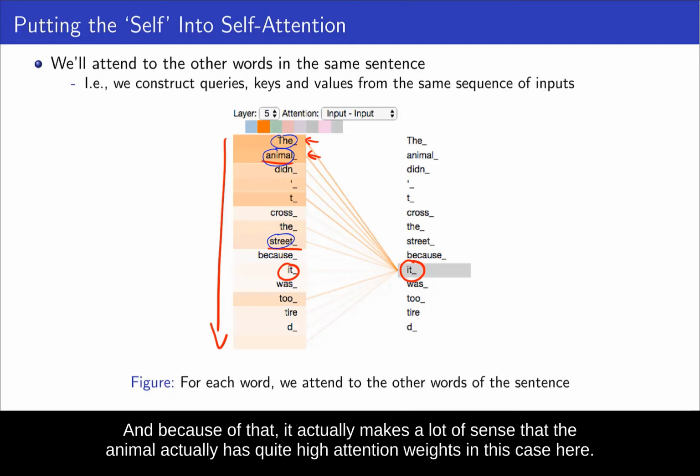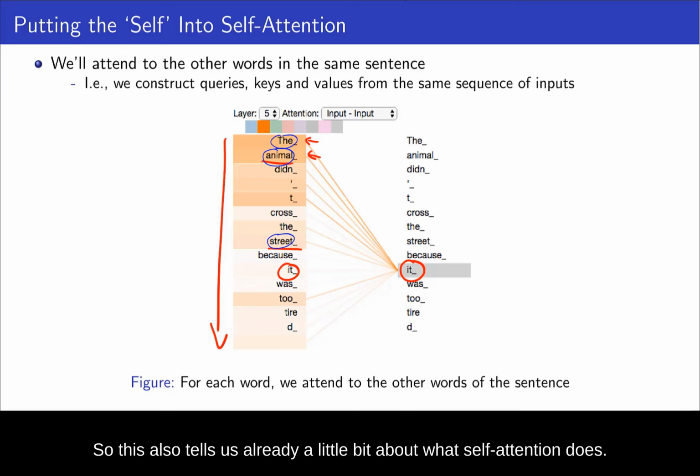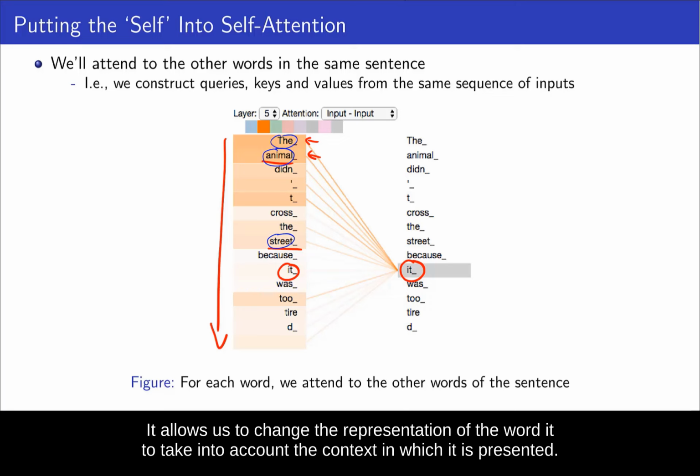And because of that, it makes a lot of sense that the animal has quite high attention weights in this case here. So this also tells us already a little bit about what self-attention does. It allows us to change the representation of the word "it" to take into account the context in which it is presented.